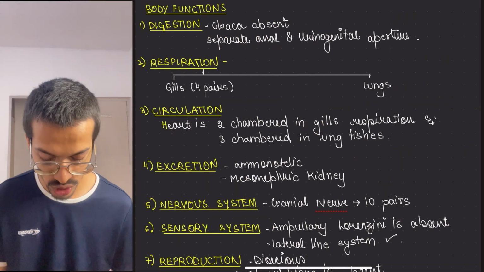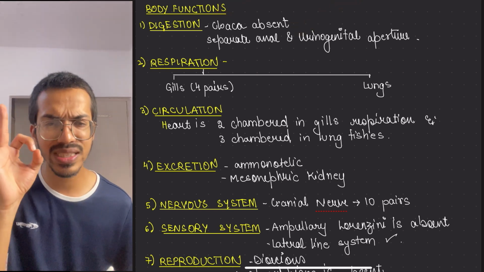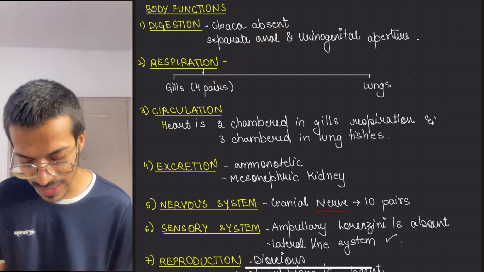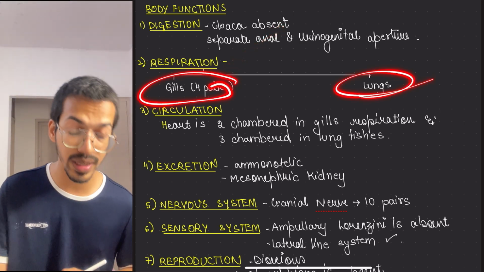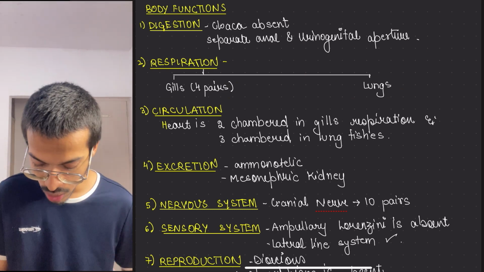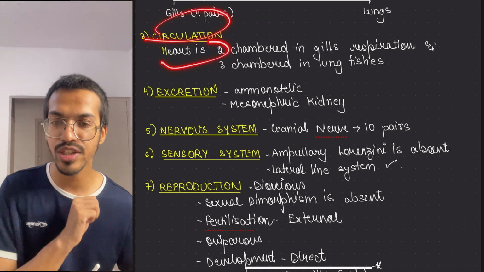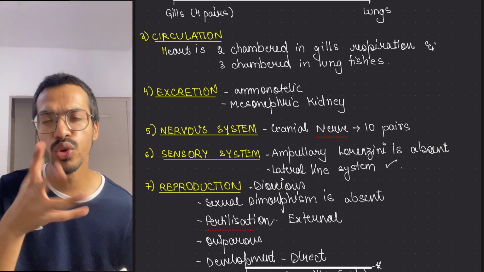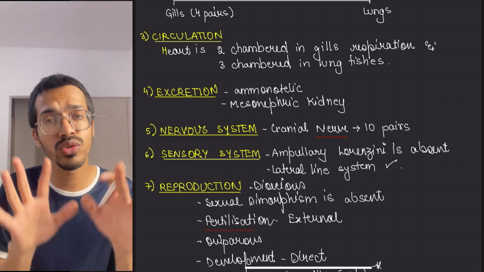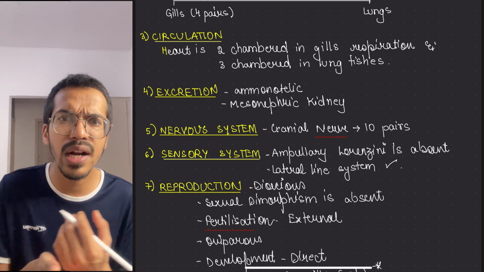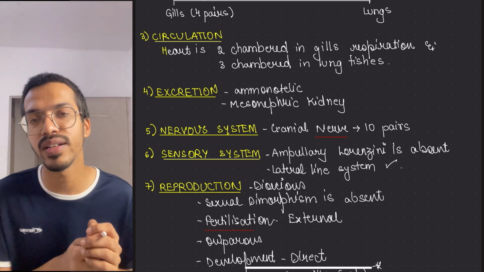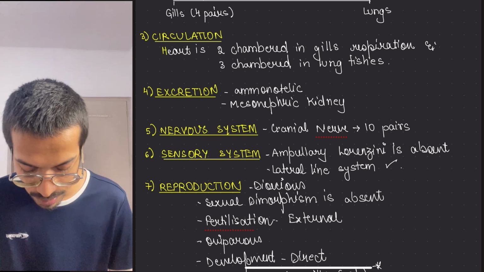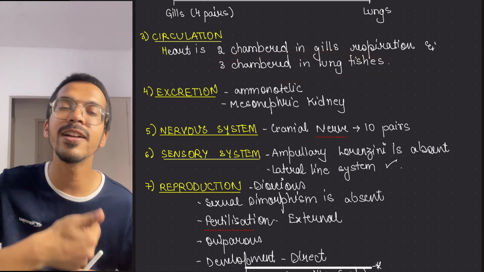Okay, then digestion. Cloaca is absent in their case, means they have a separate opening for anus and urogenital ducts. Then respiration is by the gills, 4 pairs of gills, and there could be lungs also. So there are gill fishes, there are lung fishes also. Circulation: heart is 2-chambered or 3-chambered. 2-chambered in the gill fishes, because the gills are doing what? Oxygenation of the blood. But a 3-chambered heart is also present in some of the fishes which have lungs present in them. And if the lungs are present, there would be a 3-chambered heart, because lungs will help in making it oxygenated.